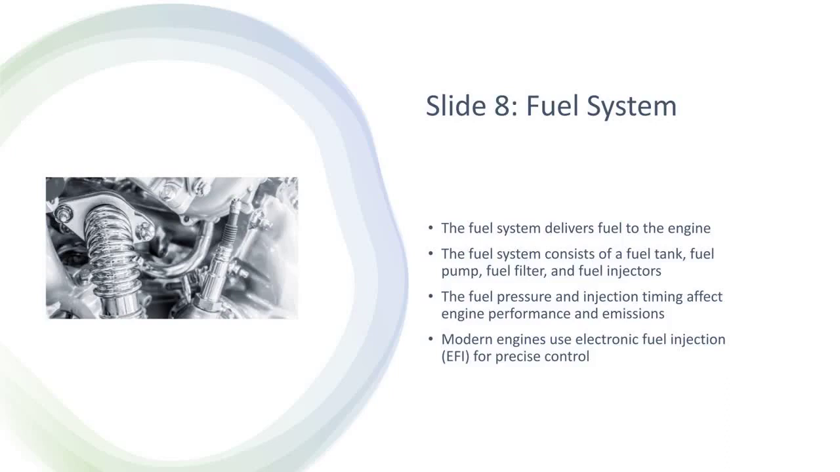The fuel system is an essential component of a car engine that delivers fuel to the engine. The fuel system consists of a fuel tank, fuel pump, fuel filter, and fuel injectors, all working together to provide a consistent and reliable supply of fuel to the engine. The fuel pressure and injection timing are critical factors that affect engine performance and emissions. Modern engines use electronic fuel injection (EFI) systems for precise fuel control, which provides better fuel economy and reduced emissions.